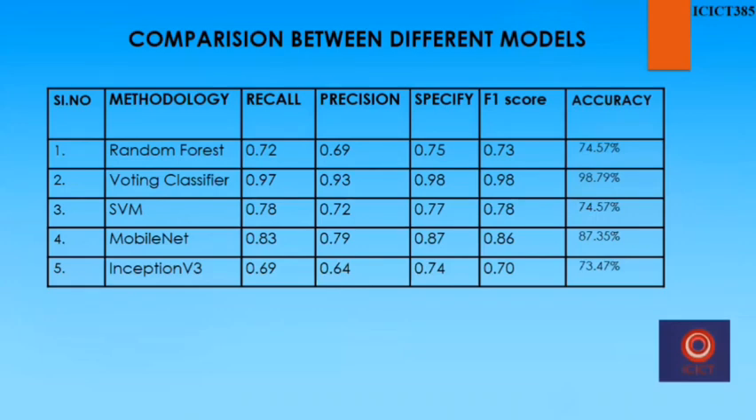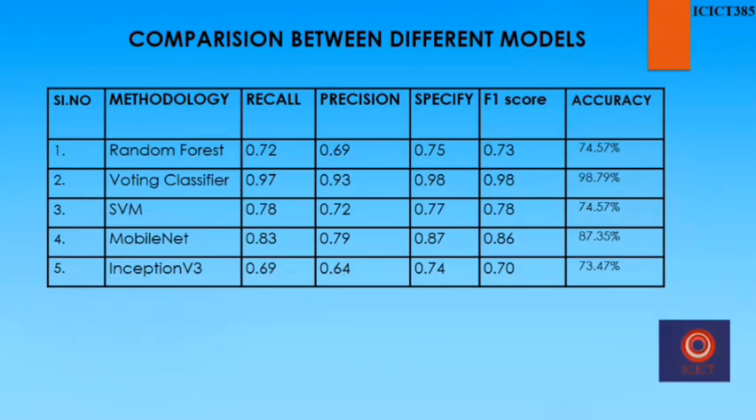Comparison between different models. Here we are using 5 models: random forest, voting classifier, SVM, MobileNet, and Inception. Firstly, random forest obtained an accuracy of 74.57, with recall 0.72, precision 0.69, specificity 0.75, and F1 score 0.7. The voting classifier obtained an accuracy of 98.79%, with recall 0.97, precision 0.93, specificity 0.98, and F1 0.98.